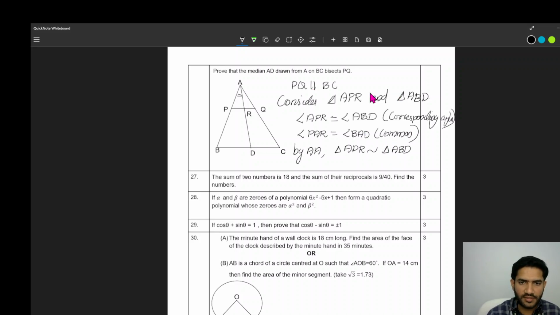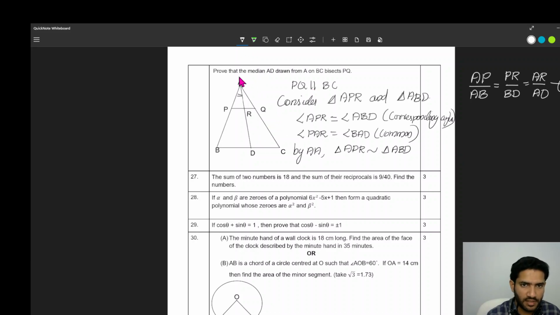So if two triangles are similar, we can say that the sides are in the same ratio. That means AP by AB equal to PR by BD equal to AR by AD. Equation number 1.